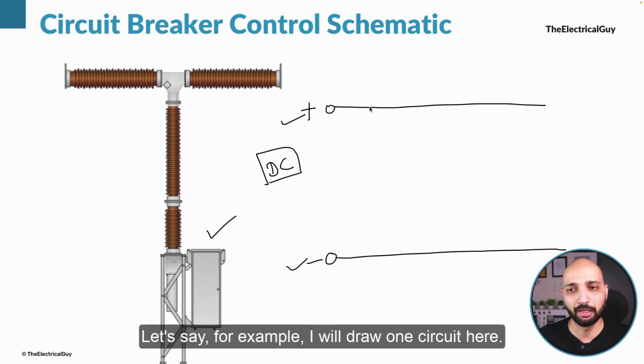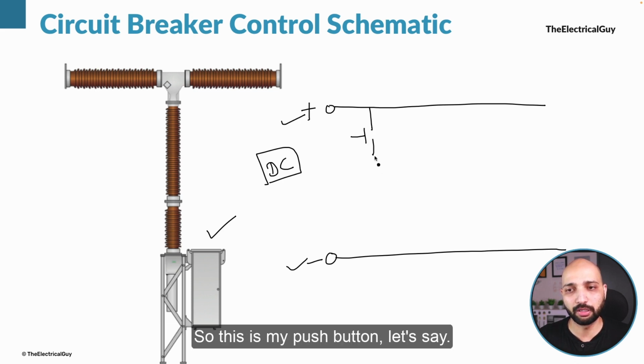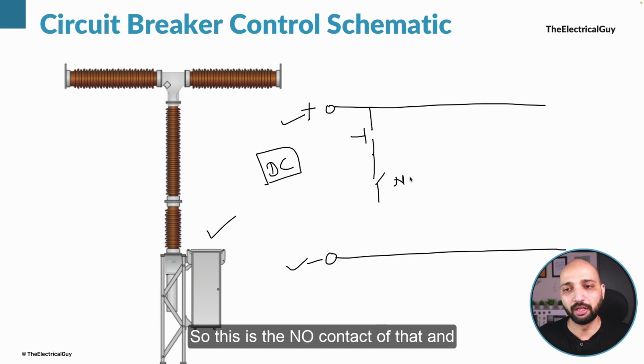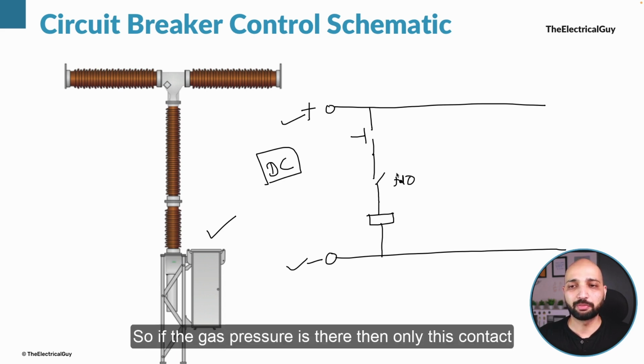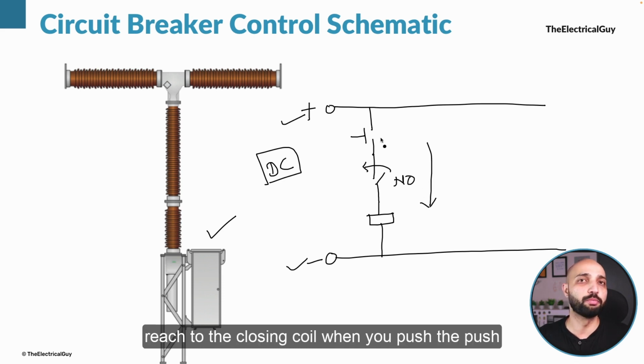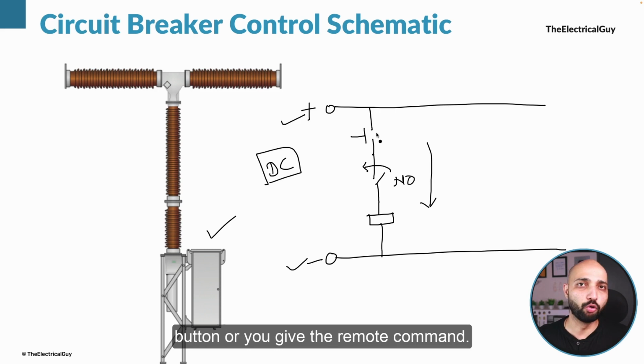Let's say for example, I will draw one circuit here. So this is my push button, let's say. Then I will use a contact of a contactor which is responsible for checking the gas. So this is the NO contact of that, and then there will be a closing coil. So if the gas pressure is there, then only this contact will close, and then only the closing command will reach the closing coil when you push the push button or you give the remote command.